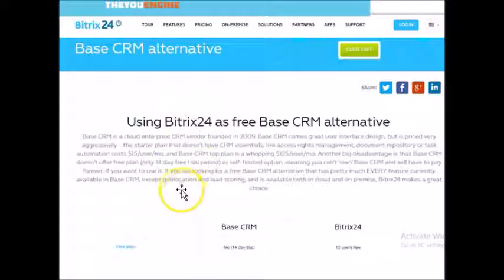This copy is not from a sleazebag salesperson who is trying to just push a product on you. He's subtly even telling you what I lack, right? I don't have geolocation, I don't have lead scoring. So if you're looking for a free Base CRM alternative without these features, well, this is the place to be, right? And it is available both on cloud or on-premise.